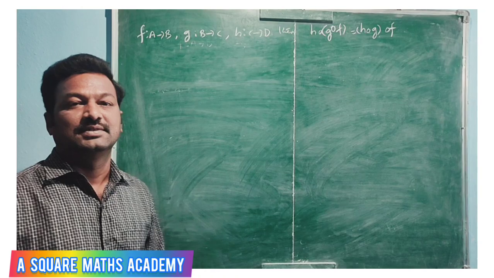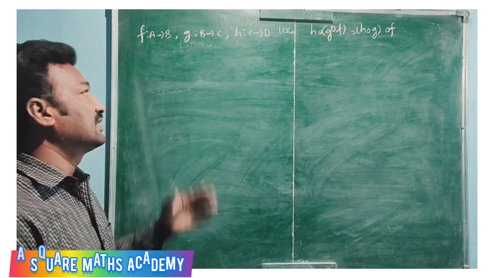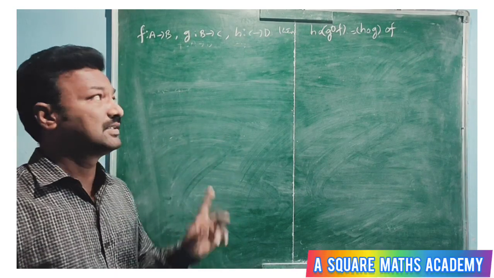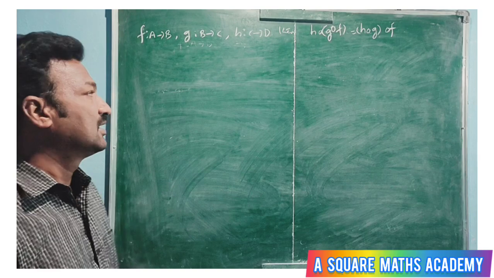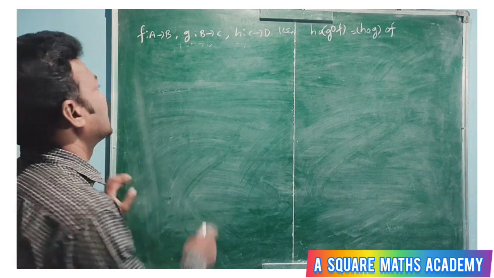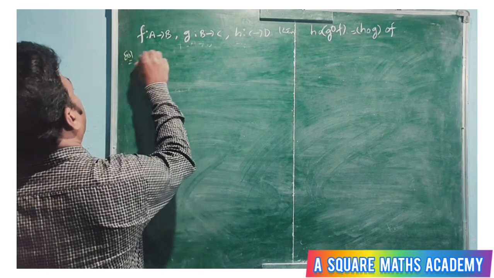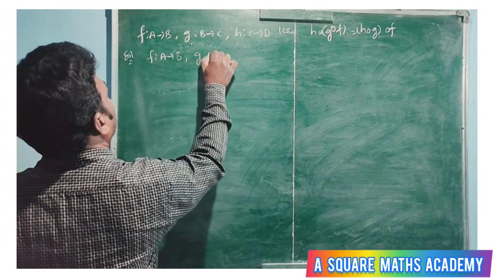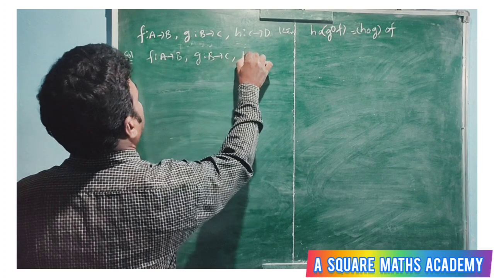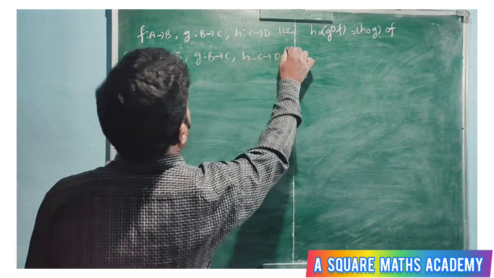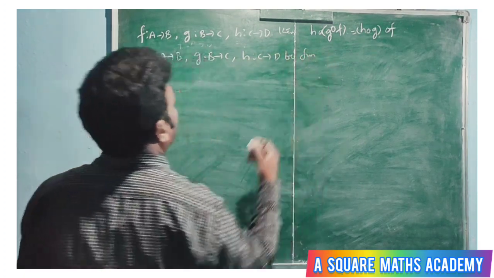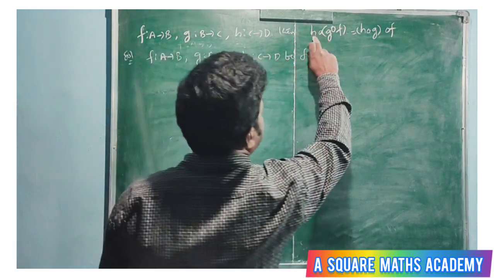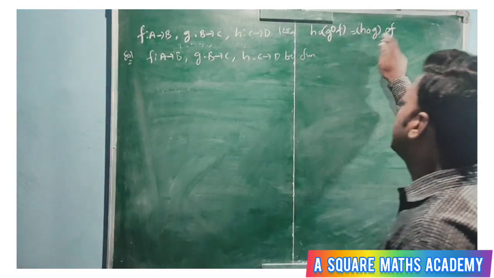Okay, now next one, last one. This is last but not least, so most important. This is also very simple. See here. First one, what are the given points we write now? F is from A to B, G is from B to C, H is from C to D, all functions. So the combination is H circle G circle F.